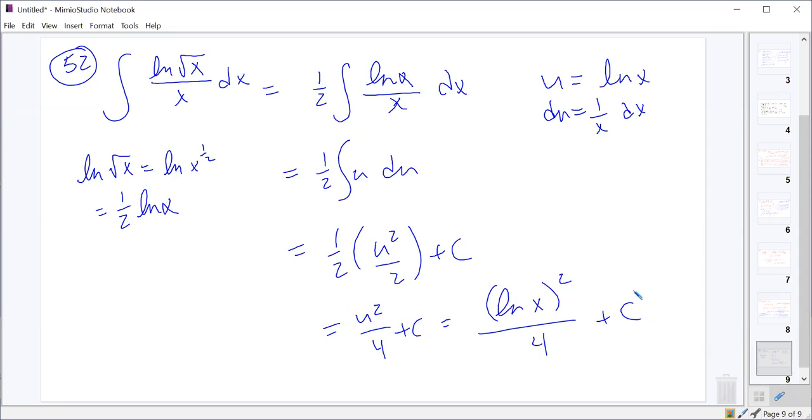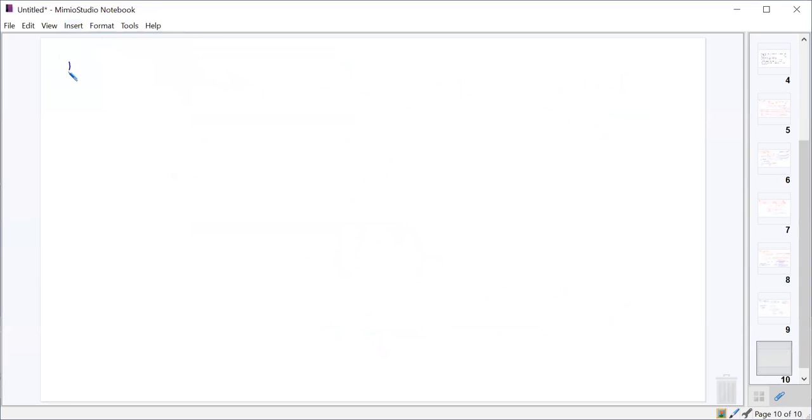Everybody good with 52? All right. 58 is the next one we've got here. So 58 is the integral of y minus 1 over y plus 1 dy.